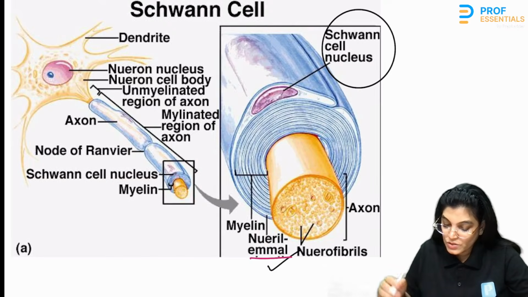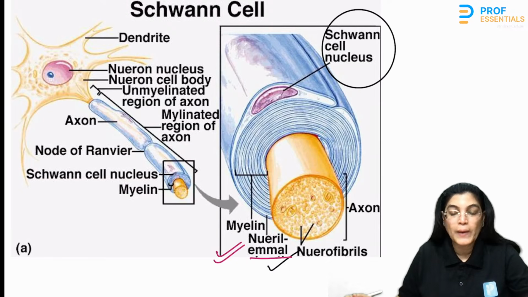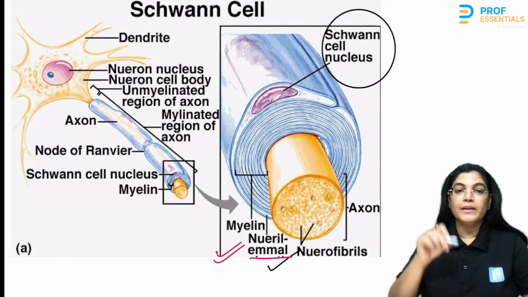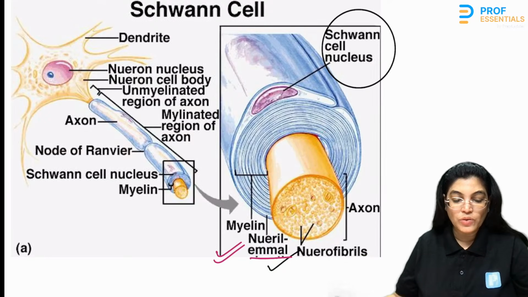Okay, so as you can see in this diagram, there is myelin sheath, and outside there is also neurolemmal sheath. Okay, so that is seen here. So there are multiple myelin sheaths, and outside that we have also got a neurolemmal sheath. So please write down this.